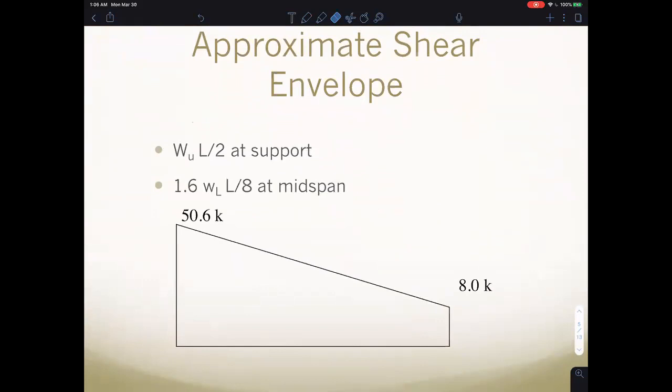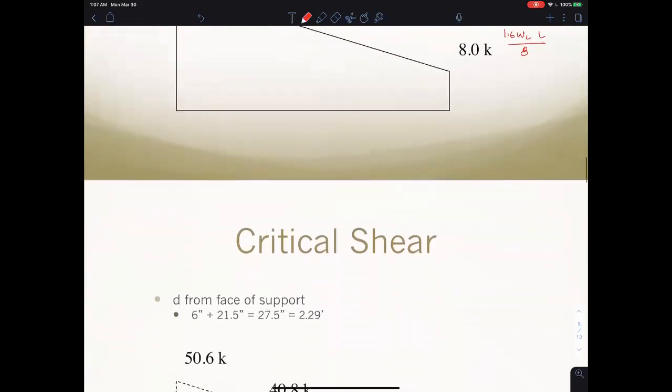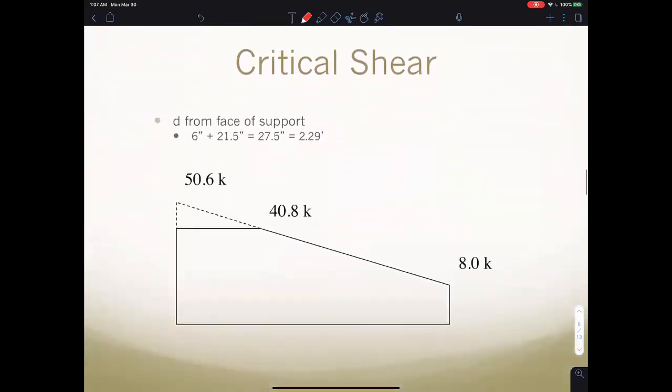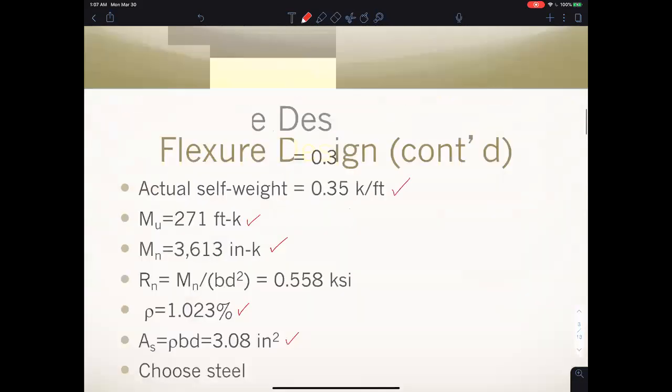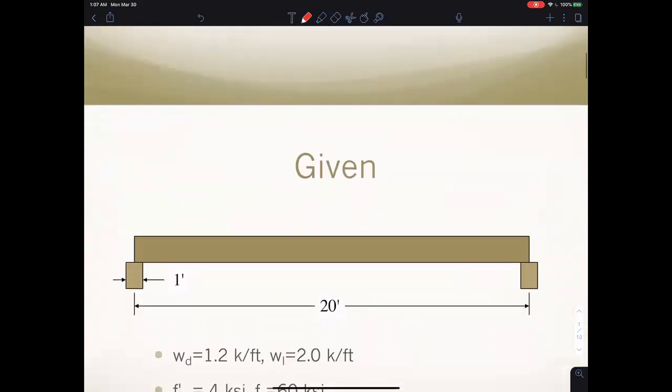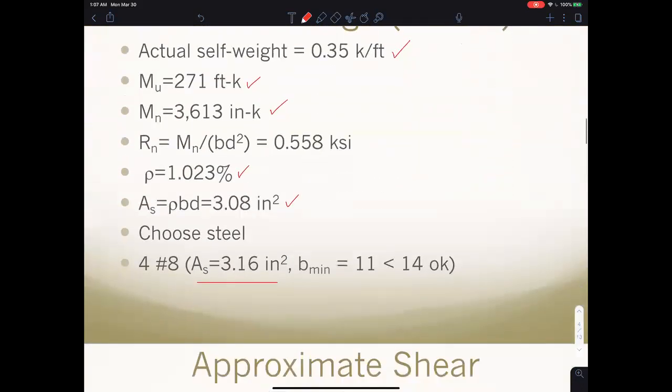And so this right here is W U L over 2, and this is 1.6 W live L over 8. And you get this shear diagram, and then it's going to be at D from the face of the support. Okay, so D was 21.5 inches, but this is 6 inches here. So, and then another 21.5 inches. And so we're going to calculate the shear at 27.5 inches from the center of the support. That would be D from the face of the support.